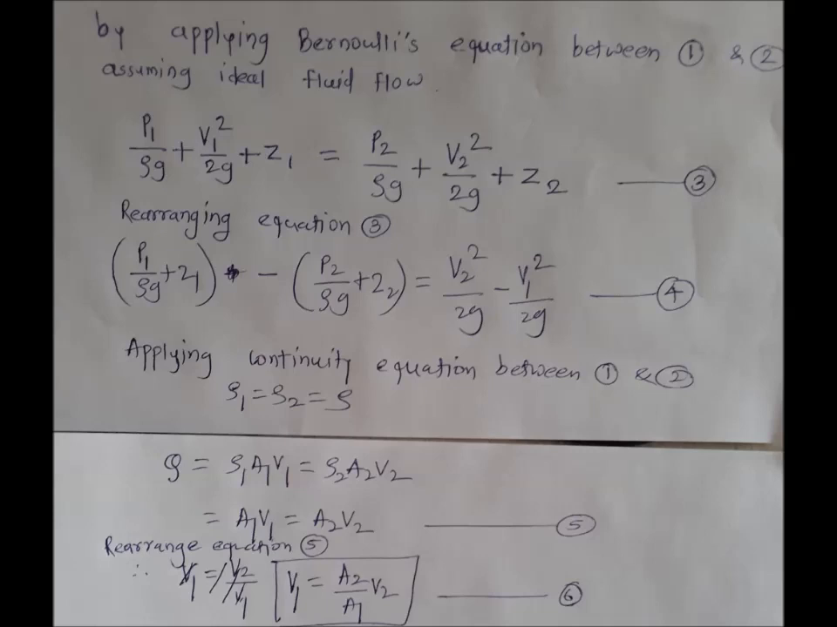Rearranging equation 3 in order to get the piezometric head difference, it is P1 upon rho g plus Z1 minus, taking P2 by rho g and Z2 on the left hand side, so minus P2 upon rho g plus Z2 is equal to V2 square upon 2g, taking V1 square upon 2g on the right hand side, that is minus V1 square upon 2g.